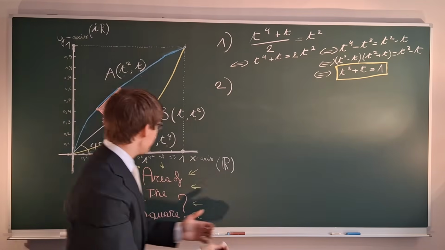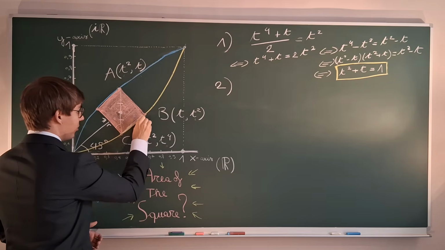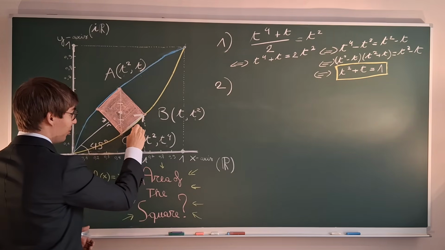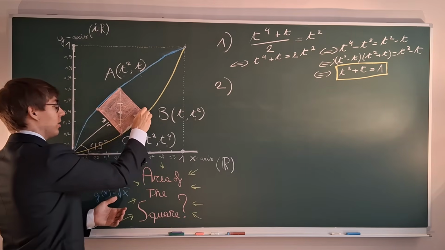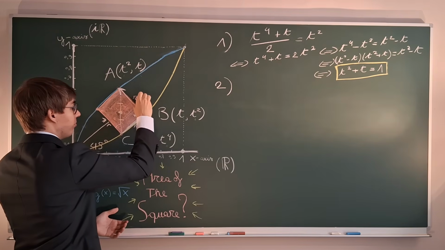A second way is to first see what this vector is, which I will call vector R1, and then look at this vector, which I will call vector R2.